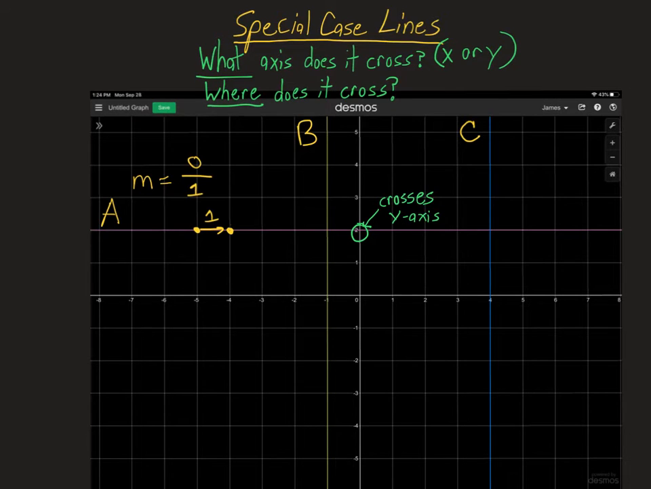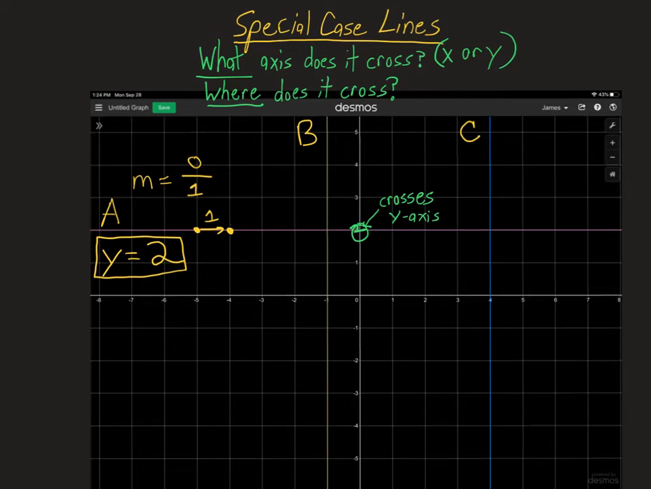And it crosses at +2. Right there, we can see that. So it turns out, if we're going to write the equation for line A, it's the axis it crosses, y, and where it crosses, which is 2. And that's it. It's y equals 2.